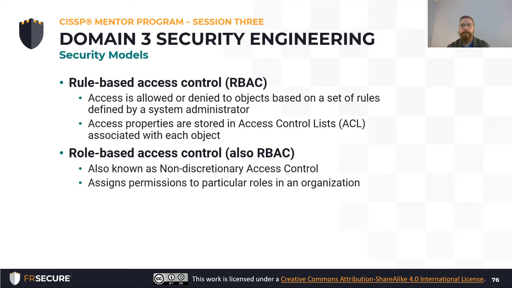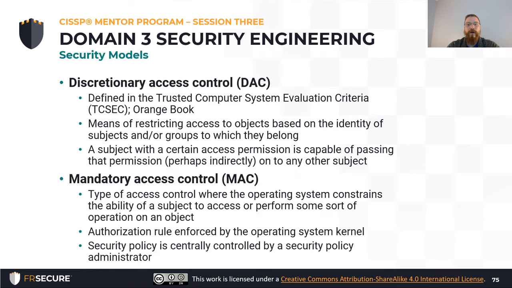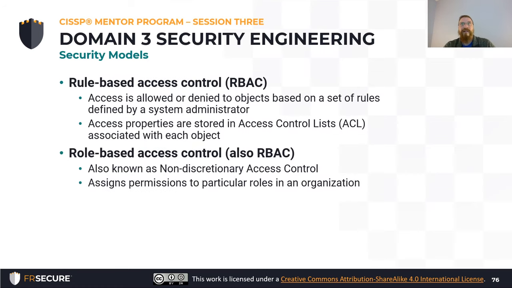Rule-based: access is allowed or denied to objects based on a set of rules, like ACLs and firewalls. That may be a good way to remember that one. And then role-based, or non-discretionary access control, means permissions are assigned to a particular role. There you go. Again, not a lot of tips or tricks on this. You just have to memorize the different characteristics of these models. They're going to give you a scenario and describe one of these four models, and you need to know the characteristics of each so you can pick the correct one.